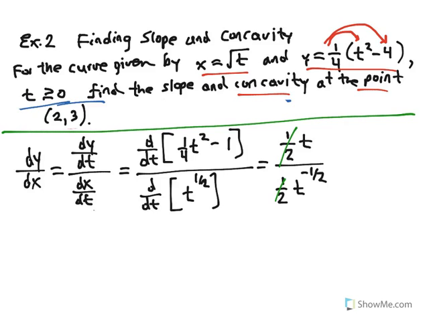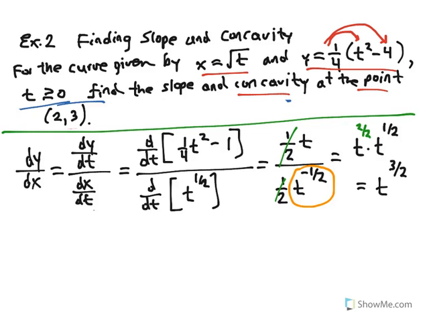Of course, 1/2 and 1/2 will cancel, leaving us with just t divided by t to the negative 1/2, which is actually t multiplied by t to the positive 1/2. When you move the power from the denominator to the numerator, the exponent becomes positive, and you will have t to the 3/2. You have a product of two powers with the same base, so you add the exponents and you get dy/dx is t to the 3/2.